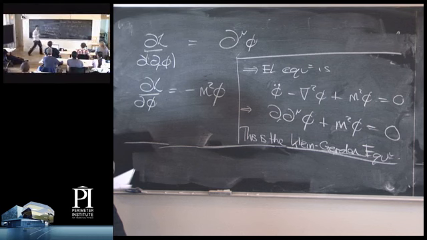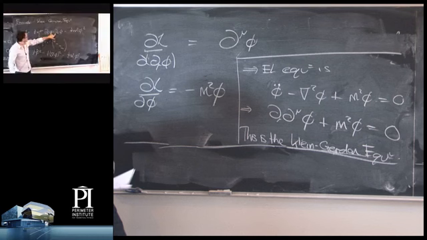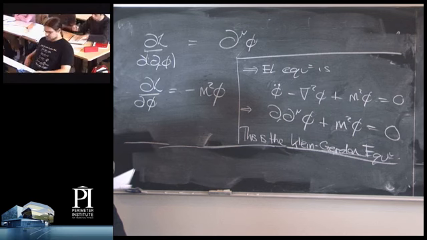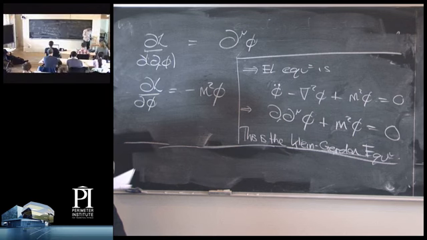If you're not happy, I recommend the following. Expand this out as phi dot squared minus grad phi squared. Expand out the Euler-Lagrange equations in the same way. And then plug it in. Yeah, I think I see it now. Give me a moment.